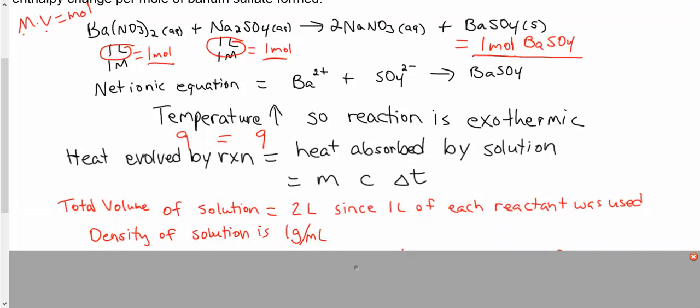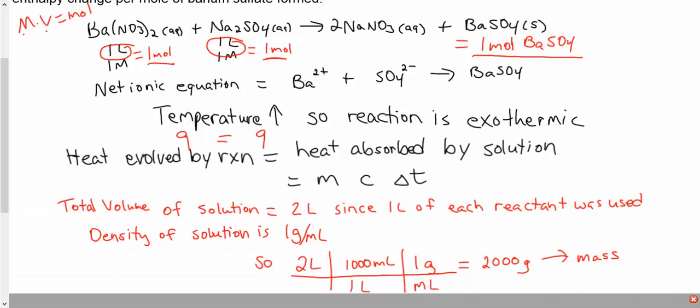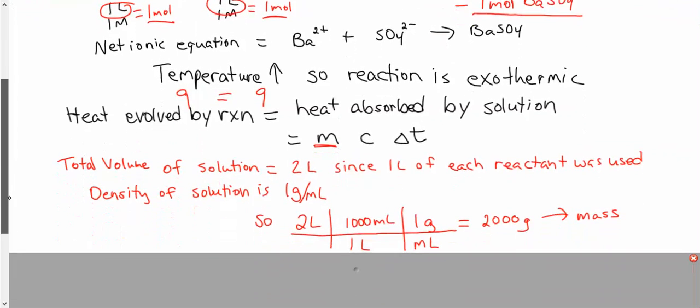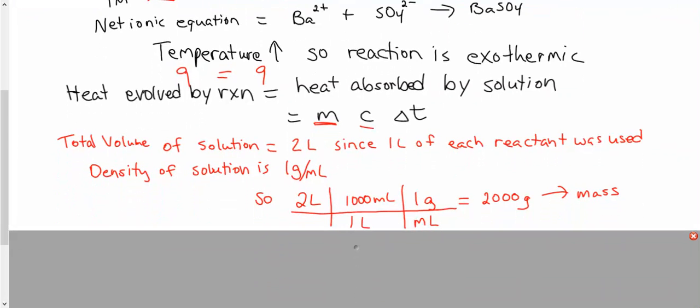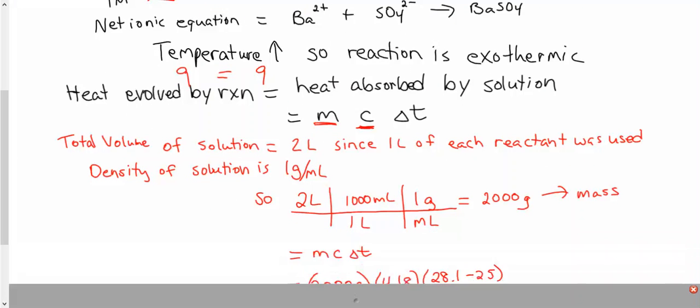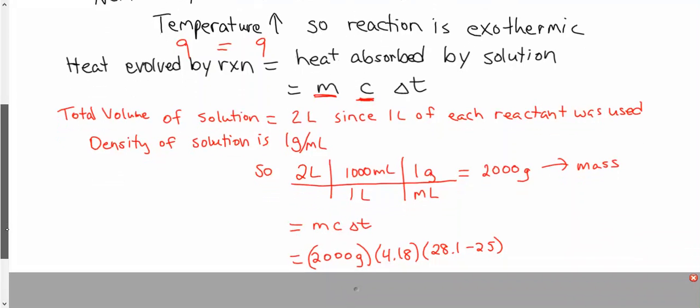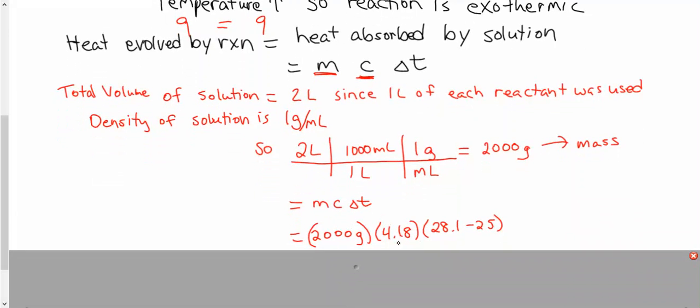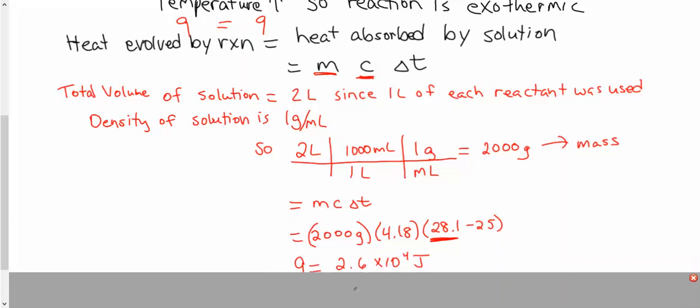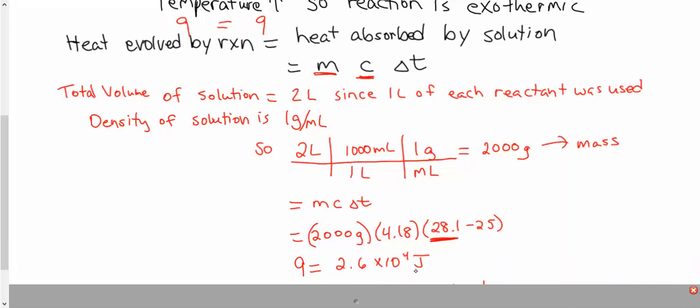1 liter of each reactant was used. The density of solution is 1 gram per milliliter. So we can go ahead and assume that 2 liters equals 2,000 grams. So now we have our mass, 2,000 grams. We're also given in the problem that the specific heat of the solution is 4.18, same as water. So now we have the specific heat. If we plug in all of the numbers that we're given, 2,000 is our mass, 4.18 is our specific heat, and they gave us the final temperature was 28.1. Subtract 25 from that, and that'll give us 2.6 times 10 to the 4th joules.